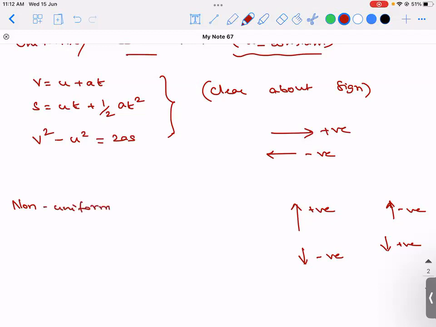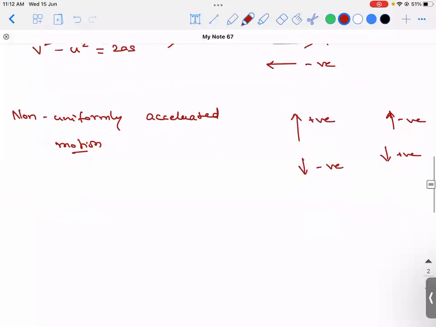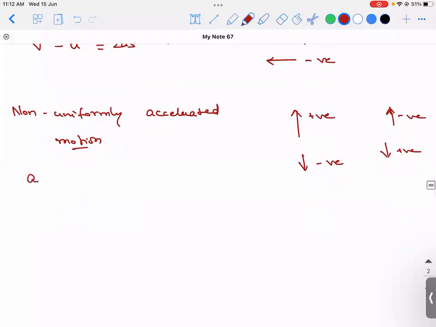So when you talk about non-uniformly accelerated motion, then what happens? Then you need to follow the instantaneous value. a is equal to dv by dt. From here, you will use variable separable. You have learned differential equations, right? Yeah, variable separable method. You will take dv on one side and dt on the other side.